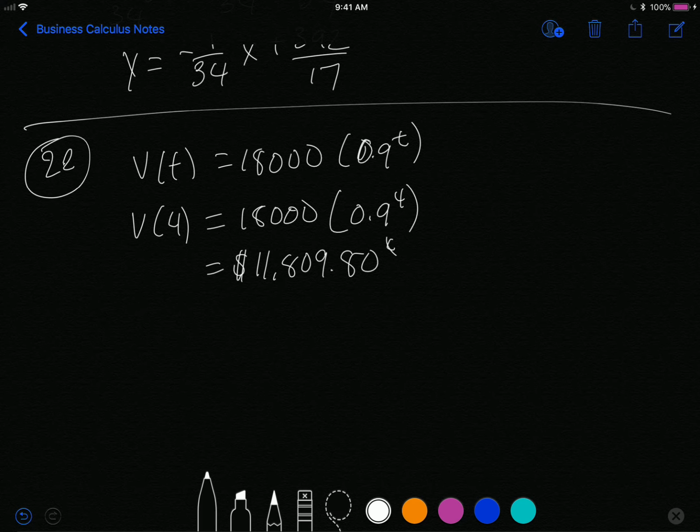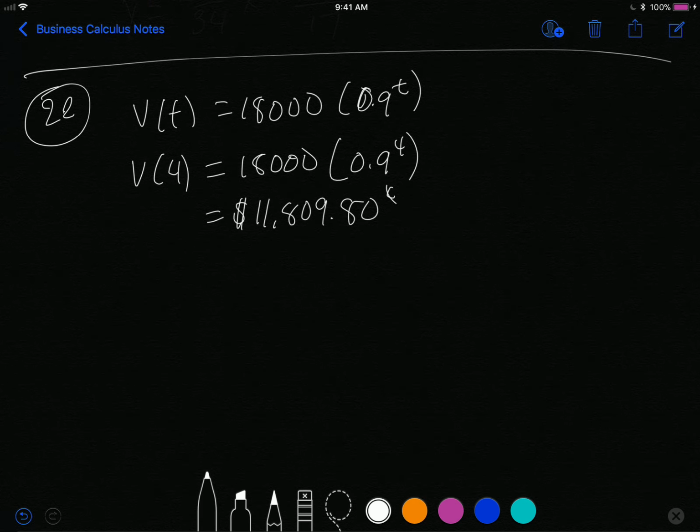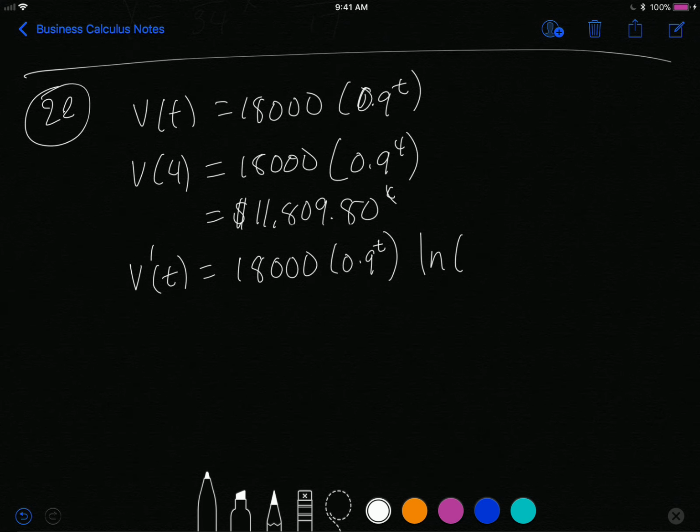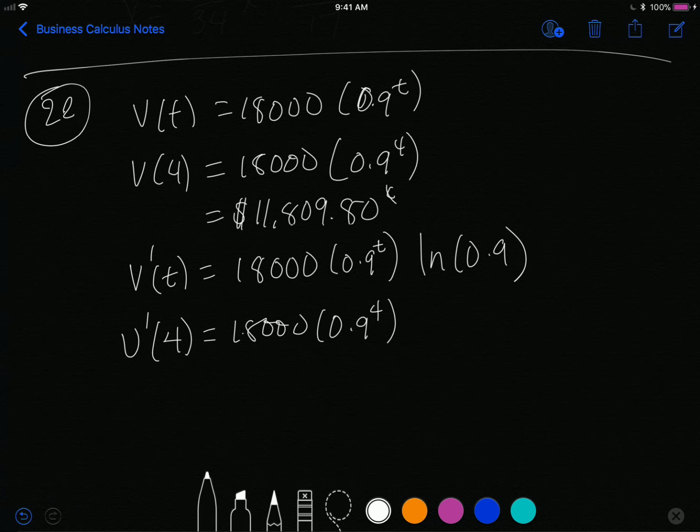And then estimate the depreciation of the car in the 5th year. To estimate the depreciation, I need the derivative. The derivative of this exponential function will be exactly the same, but then I multiply by the natural logarithm of the base. And I am looking for the depreciation in the 5th year, and so I have to use 1 less for my time, so I use 4. So that's 18,000 times 0.9 to the 4th power, ln of 0.9. And you break out your handy dandy calculator.